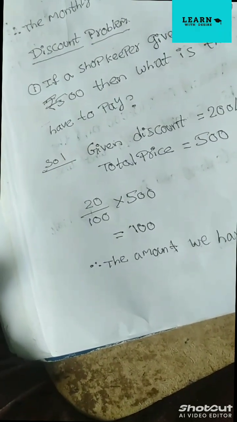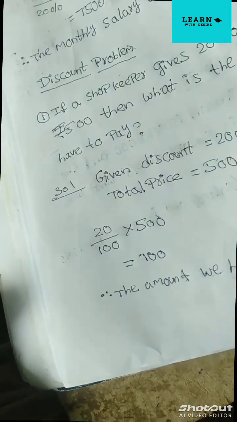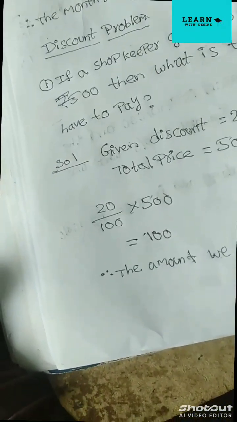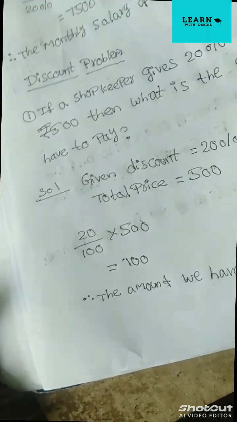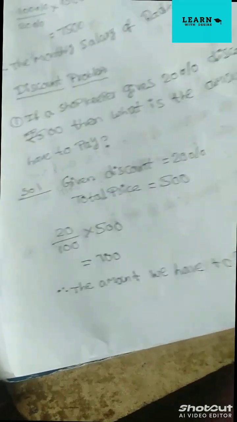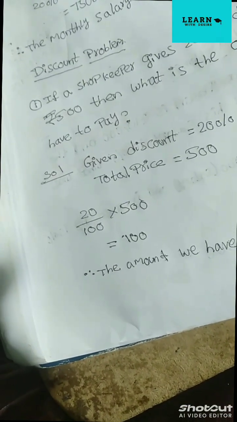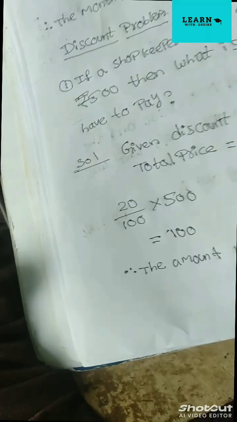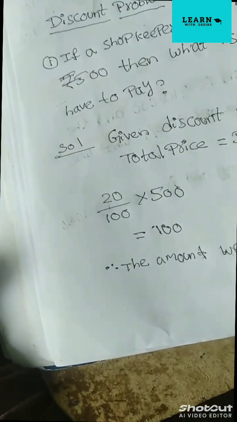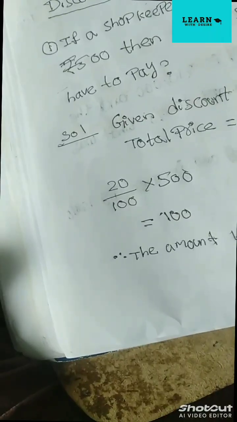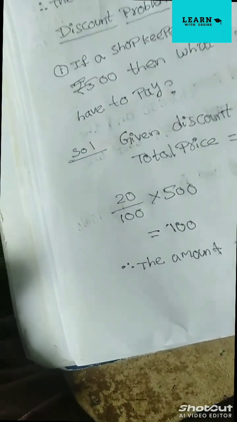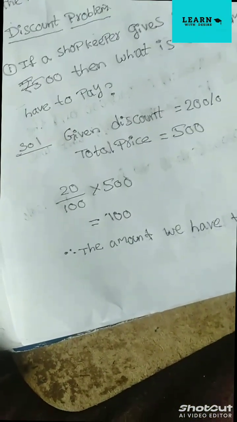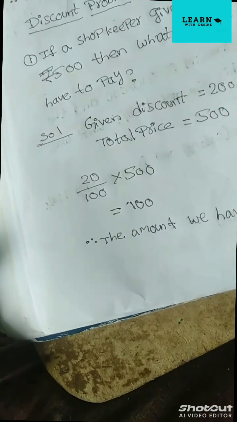If we want to know how much amount they give as discount, we have to perform the calculation like this. That is 20 by 100. Here why 20 by 100 means, as I told earlier, whenever the percent symbol is there, we have to take the number by 100 as denominator. After taking 20 by 100, we have to multiply with 500, that is the total amount. If we perform the calculation, we got the answer 100.